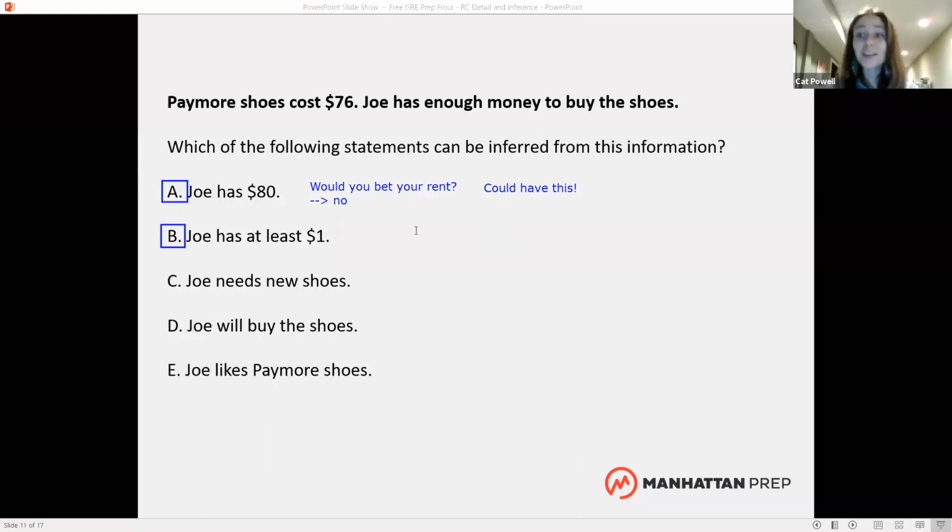Yeah, so he could have $80, but he could have 81, he could have 76, he could have 77. I don't know that for sure. What about answer choice B? Would you bet a month's rent that if he can buy these shoes, he has at least $1?